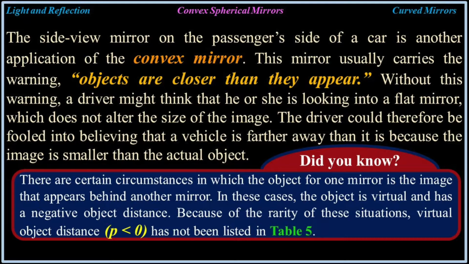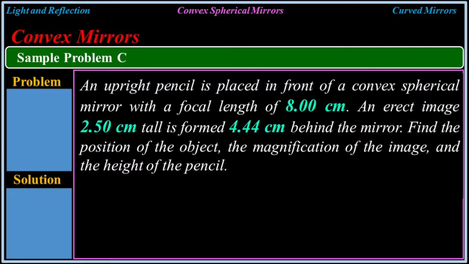There are certain circumstances in which the object for one mirror is the image that appears behind another mirror. In these cases, the object is virtual and has a negative object distance. Because of the rarity of these situations, virtual object distances (p < 0) have not been listed in Table 5.